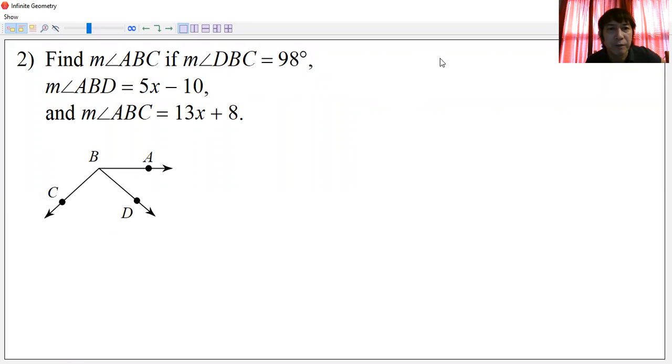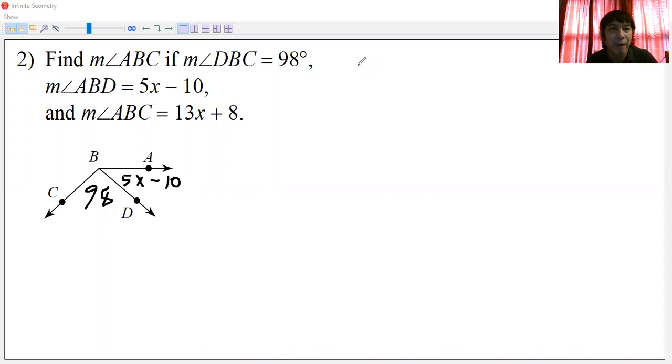Now, if the measure of angle DBC is 98, so this is 98, we can put it here. There, that's 98, that's DBC. And the measure of ABD is expressed as 5x minus 10, ABD. So this is the 5x minus 10 here. Okay, so let me clear that 5. That's supposed to be 5. There. So that's 5x minus 10, the angle ABD.